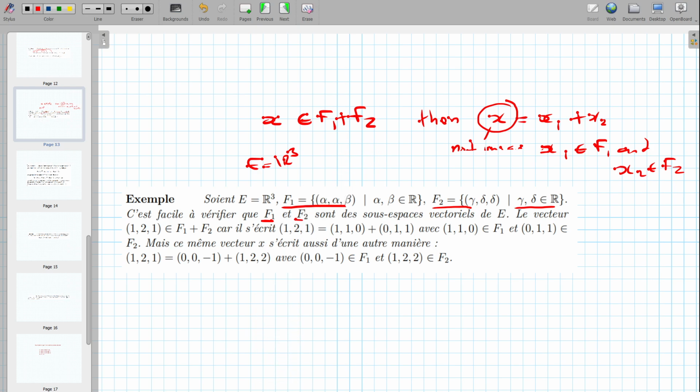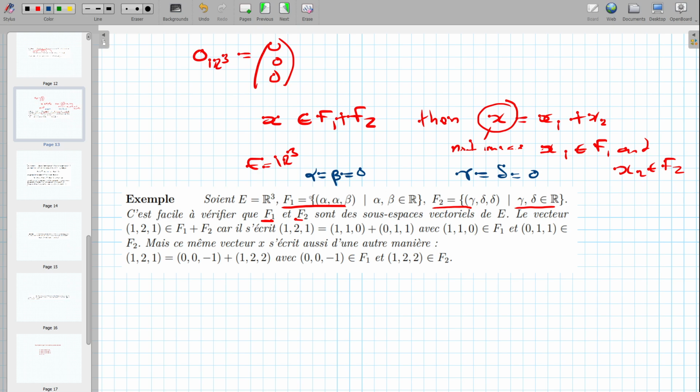Okay, so let's verify that f1 is a subspace of R3. So let's first of all verify that f1 is non-empty. So we know that the zero vector of R3 is this vector here that has three zeros, 0, 0, 0, like so. Now, is this zero vector in f1? Yes, it is. All you have to do here is to take alpha equal to beta equal to 0. Now, is the zero vector for R3 in f2? Yes, it is. All you have to do is to take gamma equal to delta equal to 0. Then f1 and f2 are going to be non-empty.